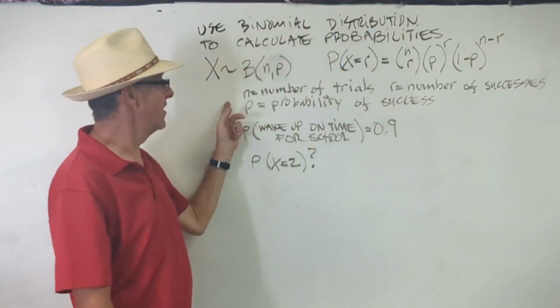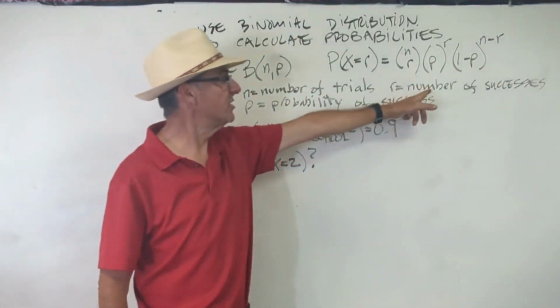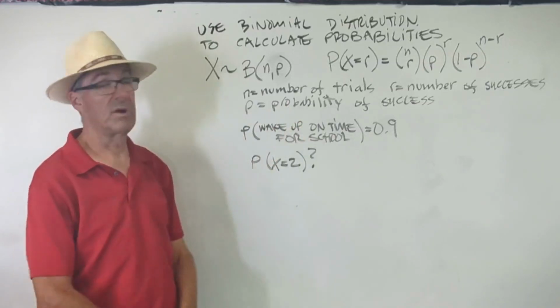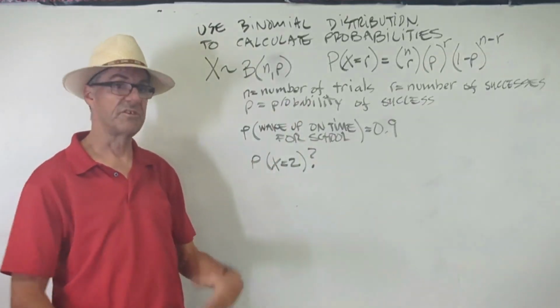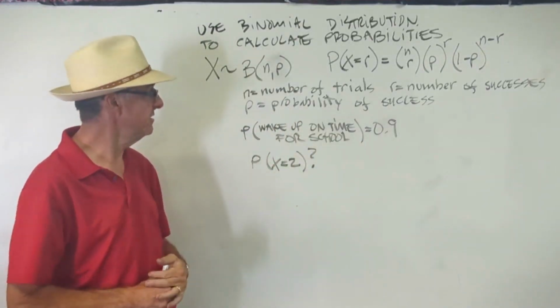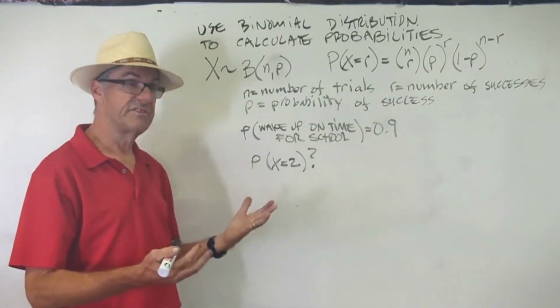And of course, I've defined our variables here. n is the number of trials, r is the number of successes, and little p is the probability of success. Okay, so that should be review from our last lesson. Now let's take a look at an example.